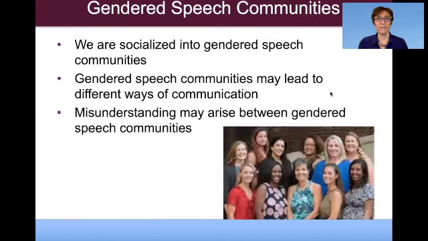So then we have the fact that gender often constitutes a speech community. So we're socialized into different gendered speech communities. We get socialized by our parents, then school, and even the workplace. We get socialized by watching the media. So it tells us how to interact according to our gender. And so the different genders can have different ways of communicating.